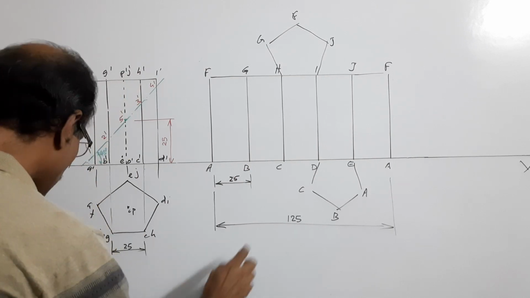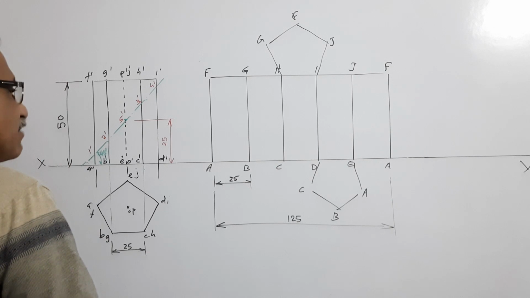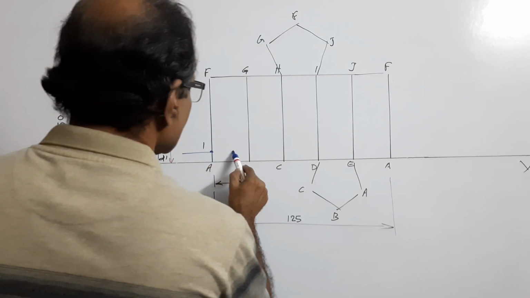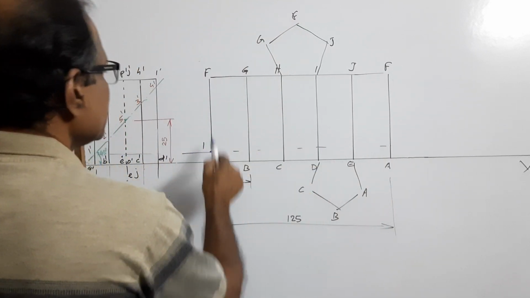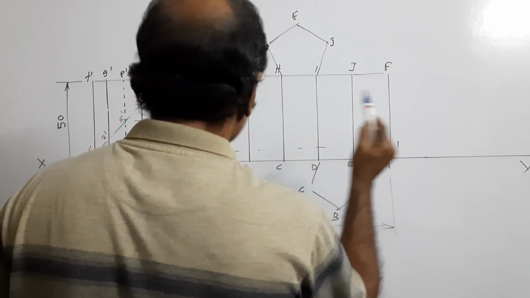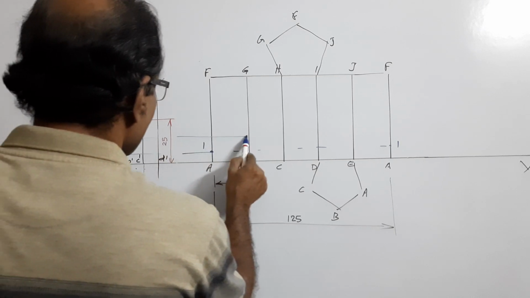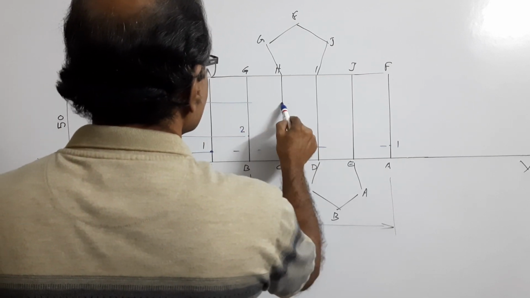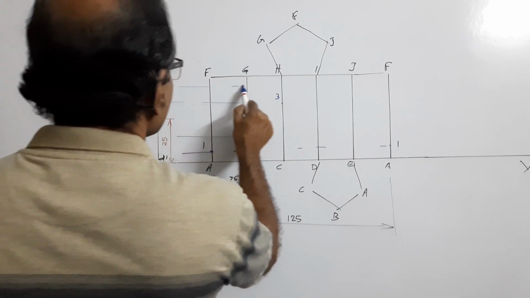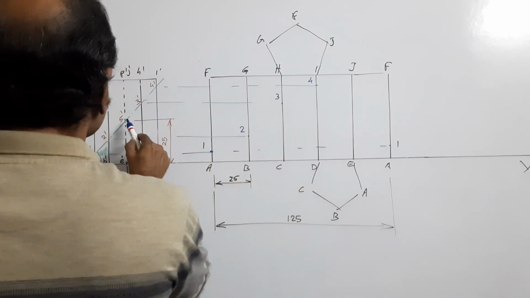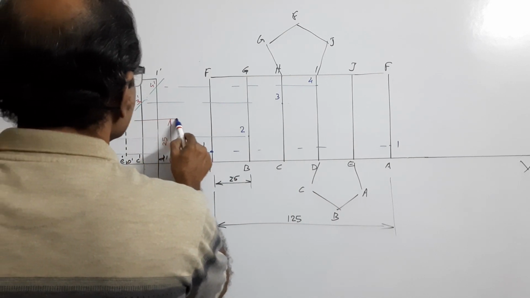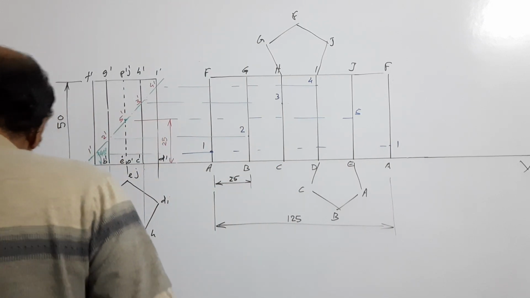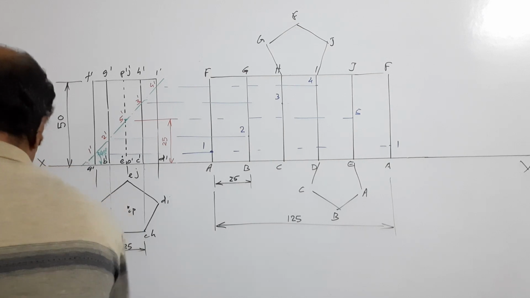Now, these points are to be brought onto the development. Where are they? Draw a horizontal line through 1 dash. This is 1. And since there is one more AF, this AF also will have 1. 2 is on BG, draw a horizontal line. 2. 3 is on CH. 3. 4 is on DI, draw a horizontal line. 4. 5 is on EJ. 5. You have got all the 5 points, 1, 2, 3, 4, 5.